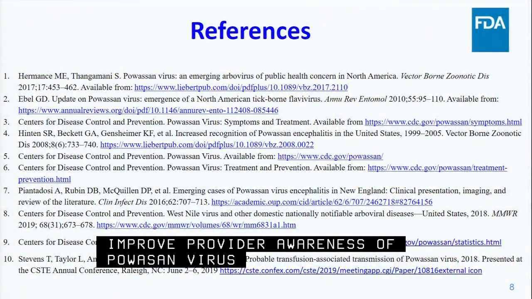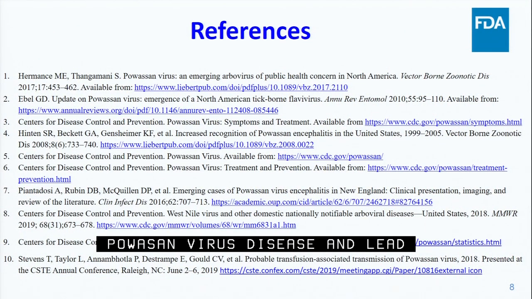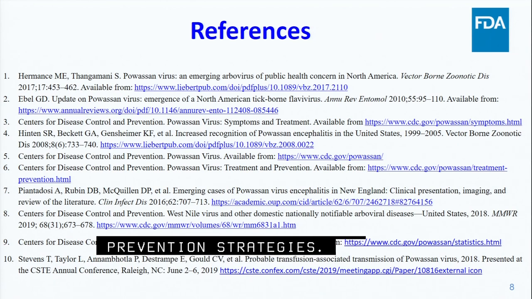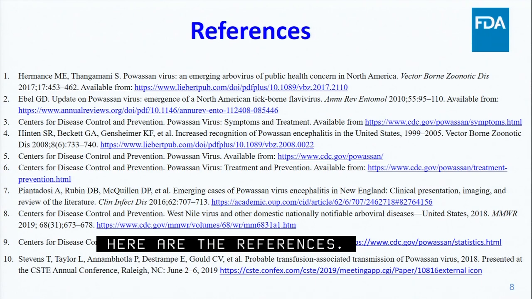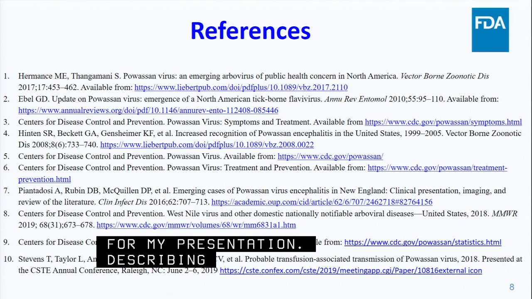So here are the references for my presentation, and below, a couple of the references describe the first case recorded by CDC of transfusion-transmitted Powassan virus disease. You can see here, reference 9 describes the case of probable transfusion-transmitted Powassan virus disease.